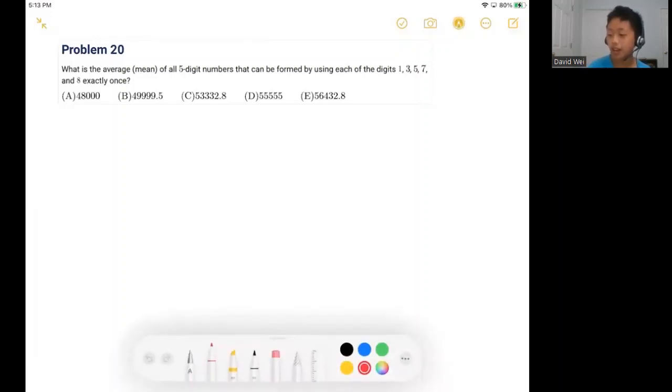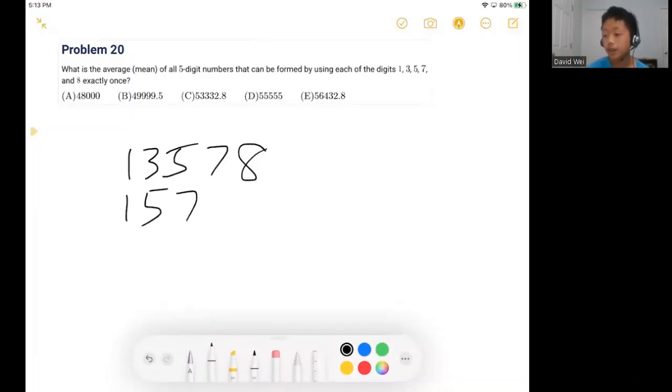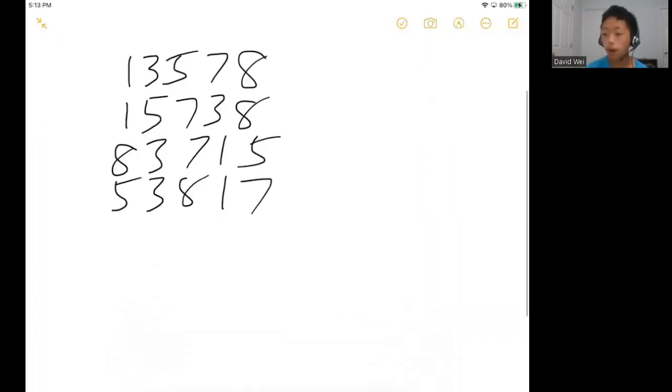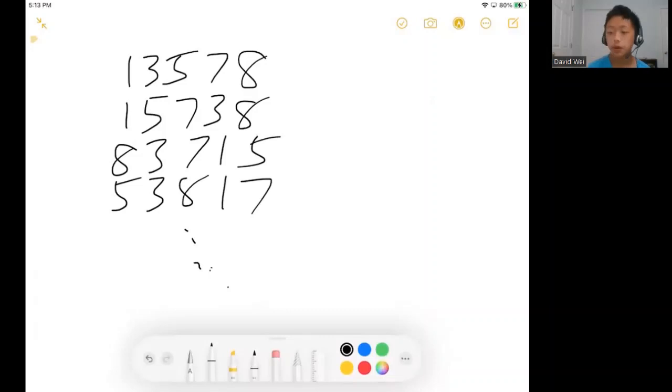Pretty interesting. Basically, if we have the digits 1, 3, 5, 7, 8, we were to form all the 5-digit numbers with these digits, like 1, 3, 5, 7, 8, 1, 5, 7, 3, 8, or 8, 3, 7, 1, 5, or 5, 3, 8, 1, 7 or something. And we form all possible 5-digit numbers with these 5 digits. And then we want to know what is the average of all of these numbers.